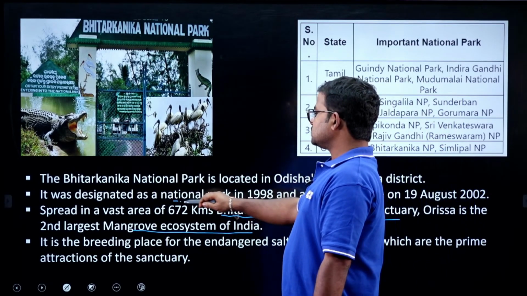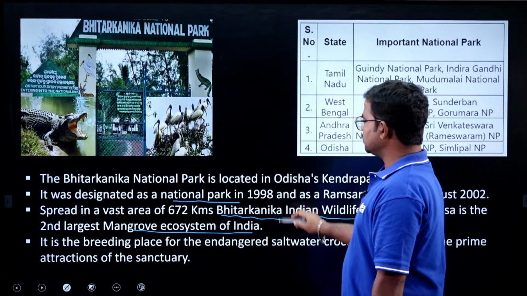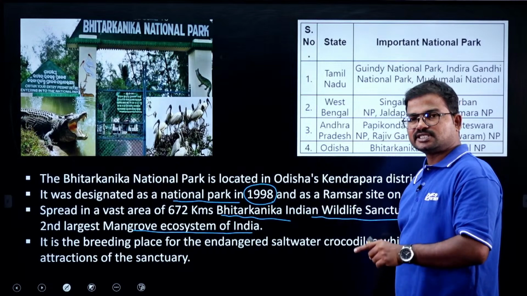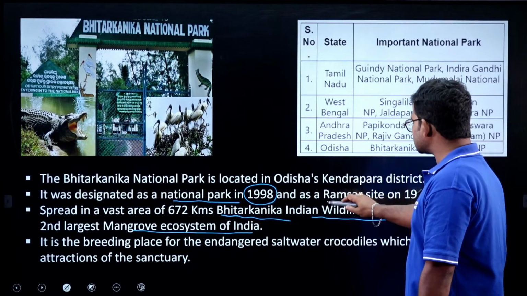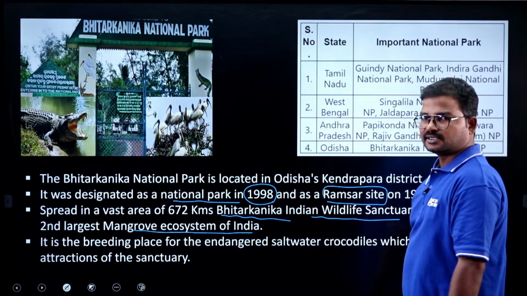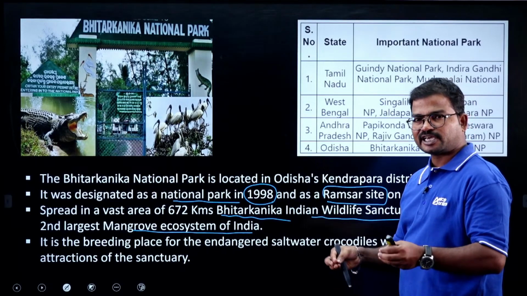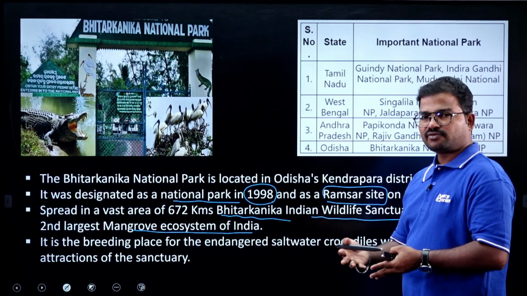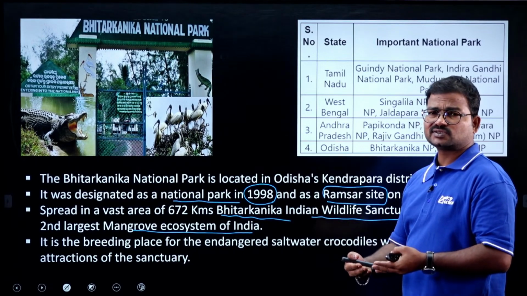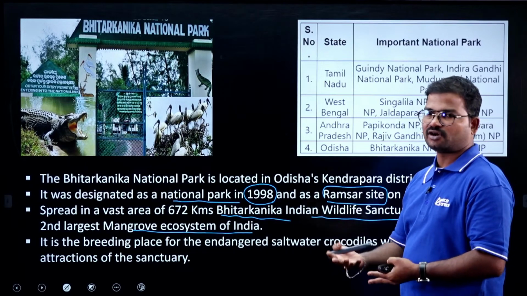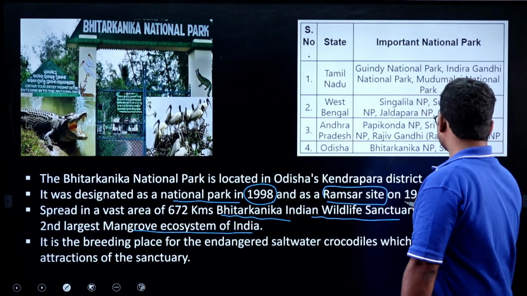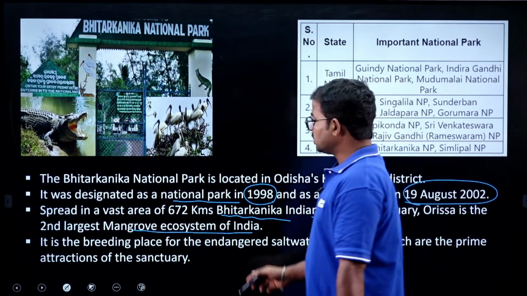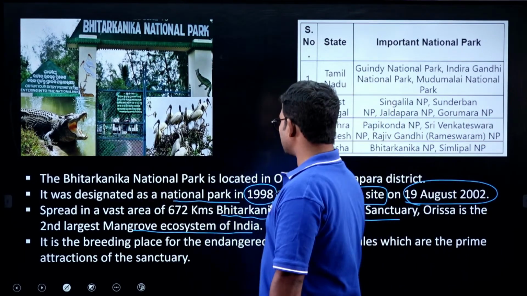It attained the national park designation in the year 1998. And one more interesting point is that this site is considered a Ramsar site, nothing but a wetland. A Ramsar site, a wetland, means different types of creatures are surviving in those locations. So those types of lands are generally considered under the category of Ramsar sites. On 19th August 2002, it attained the designation of Ramsar site.